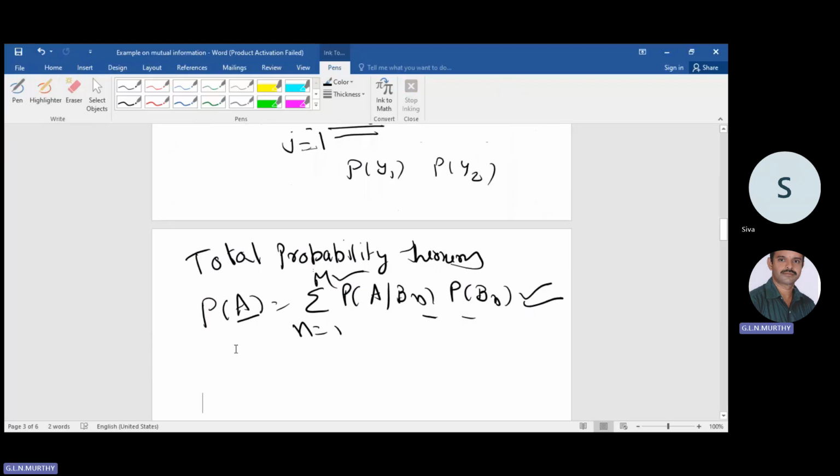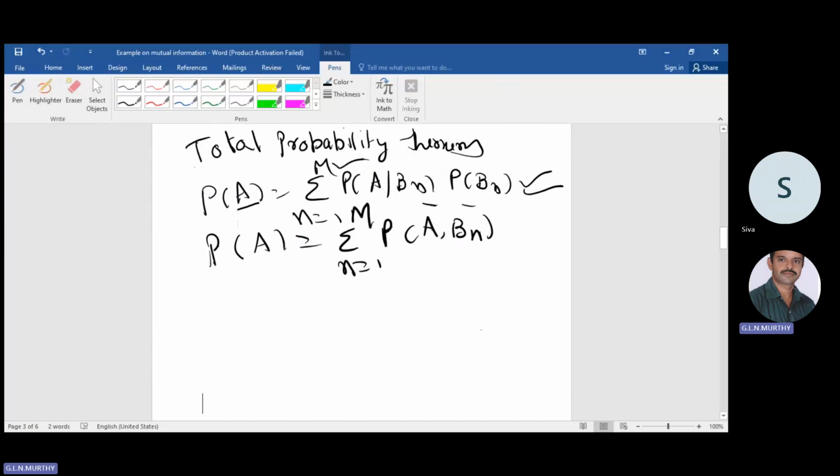Now we know the definition of joint probability. What I do is replace this simply. P of A can be written as the sum over n equals 1 to m of P of A, Bn. This is the definition of joint probability using conditional probability. So what can be written currently? What is required for you?